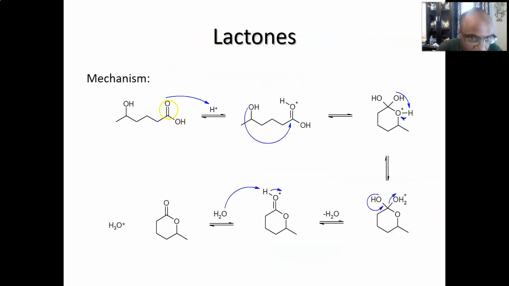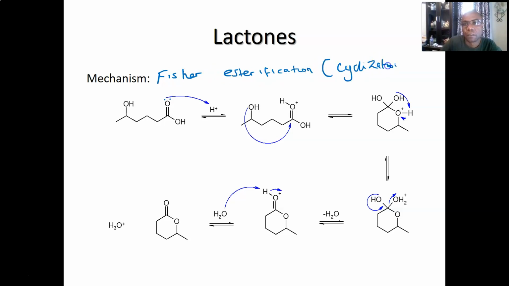Okay. For those who are curious about the mechanism, it's very, very similar. It's still Fischer esterification, but in this case, the only difference is that you're going to do cyclization, because that's how you'll make lactones, which are cyclic esters. So the carbonyl of the acid is less reactive, so activate it by attacking a proton of an acid catalyst.